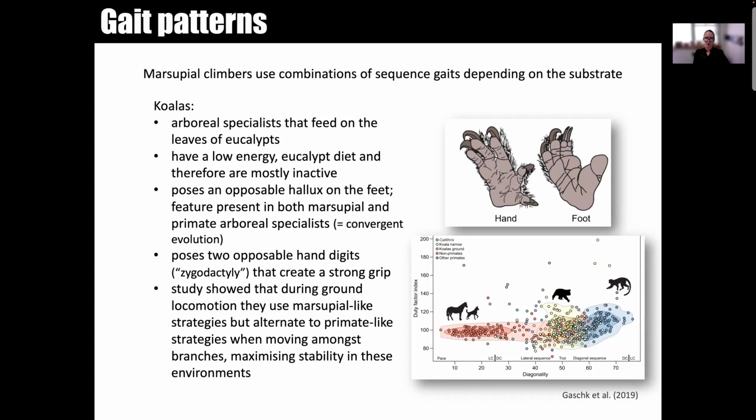And they possess 2 opposable hand digits. So this is referred to as zygodactyly. That creates a strong grip. So that is evident here.